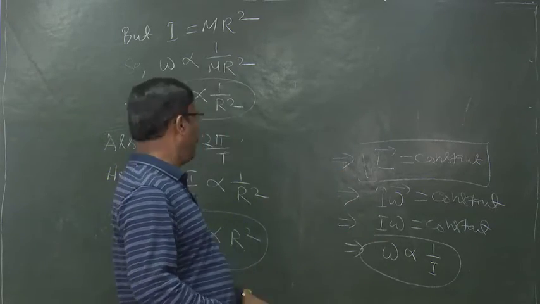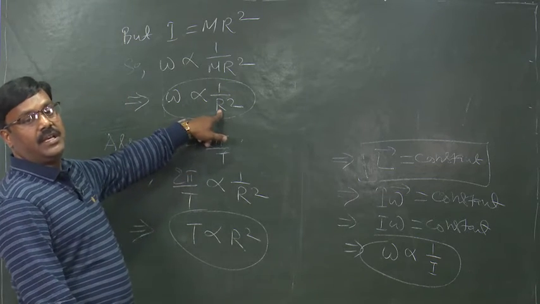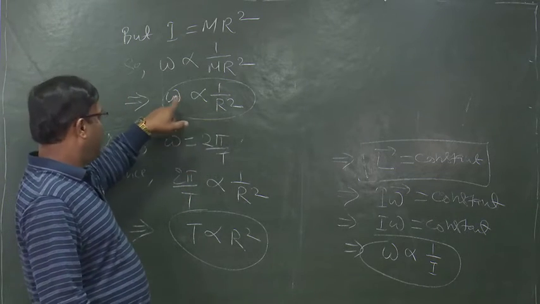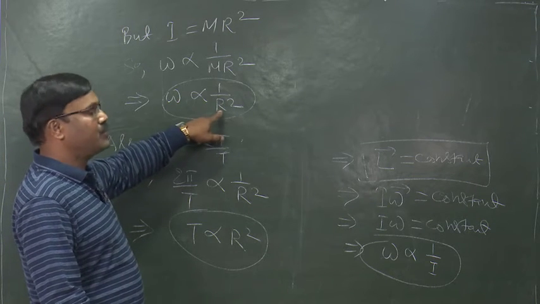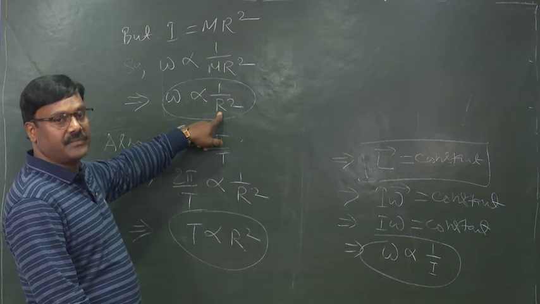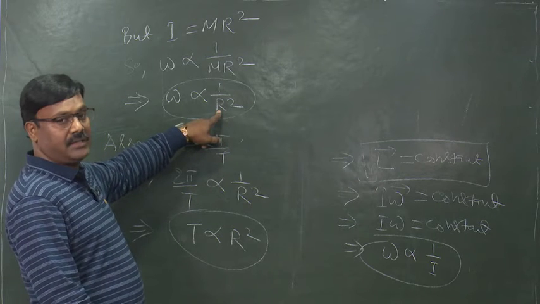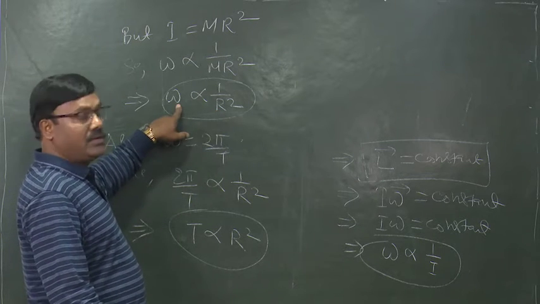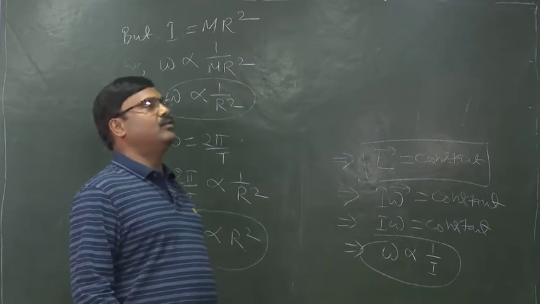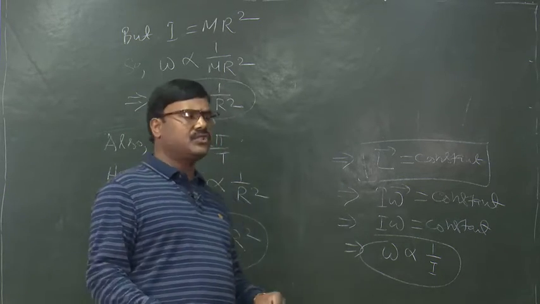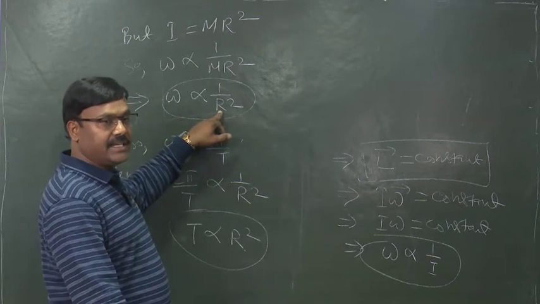She has to reduce her radius. That means if she wants to increase her angular velocity, then she has to reduce her radius. And during her rotation, if she wants to decrease her angular velocity, then what does she have to do? She has to increase the radius.